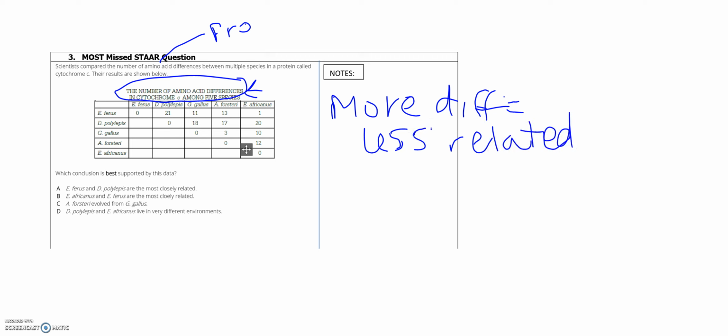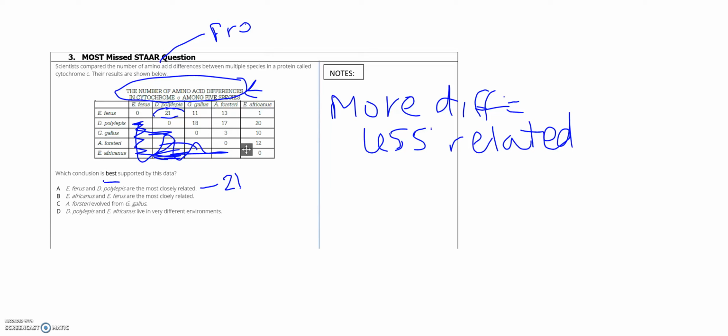Okay. Now, let's find the conclusion for the best evidence. Now, there's no data here, so I'm just not going to worry about that part. They don't give me any data. I'm not trying to figure out the data. Okay, so let's see. It says Ferris and Polypus, and it's okay if you don't know how to pronounce those, are the most closely related. They have 21 differences. That feels like a lot. They're probably not the most closely related.